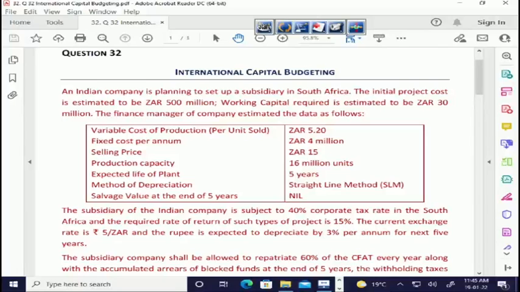The subsidiary of the Indian company is subject to 40% tax in South Africa, and the required rate of return on such types of product is 15%. The current exchange rate is 5 per ZAR, and rupee is expected to depreciate by 3% for the next 5 years. You know, when rupee is the numerator currency, the base currency is ZAR. So rupee will fall, that means ZAR will rise. So they will do 5 into 1.03 into 1.03 into 1.03. That gives us the expected spot rate.